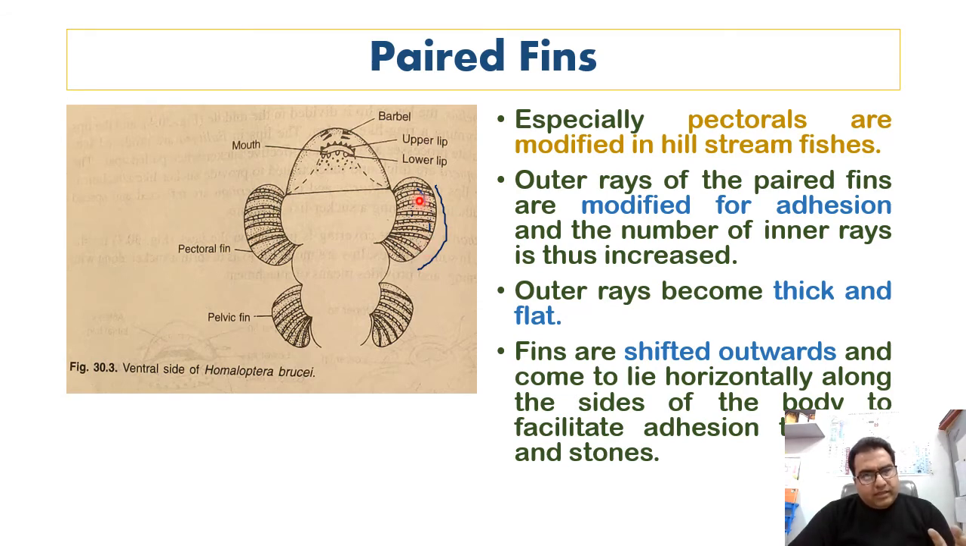This motion of the inner rays helps in respiration as well, because it moves the water faster toward the gills. That is why it also helps in respiration. Mostly the pectorals and the pelvics are modified and broader now. They serve the purpose of adhesion. They have a number of inner rays, and they are involved in attaching themselves to the substrate.